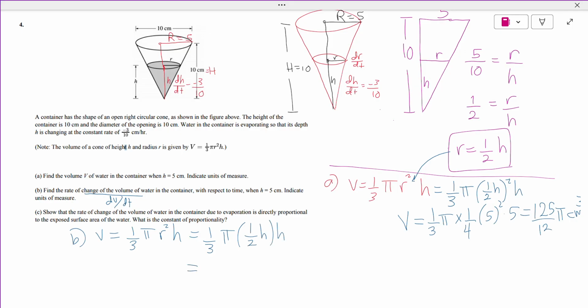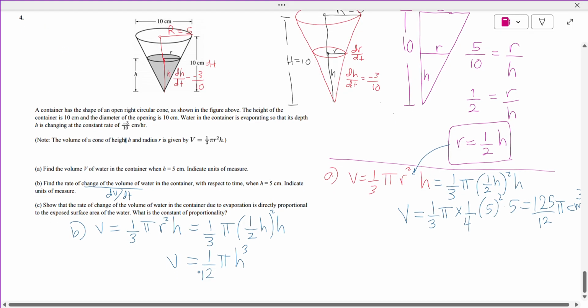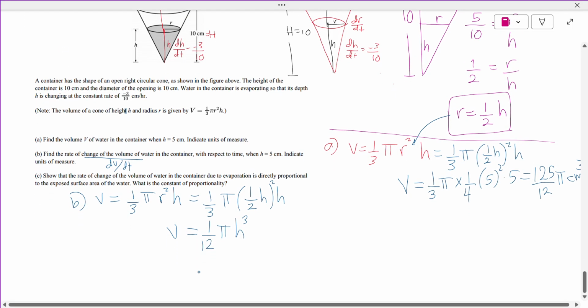Before doing the derivative, we're still writing the volume. So this is squared, sorry. 1 over 2 squared is 1 over 4. Times 1 over 3, it will be 1 over 12. And this is pi, and h squared times h will be h cubed. Now we eliminated r. Now we have a relation that connects V and h.